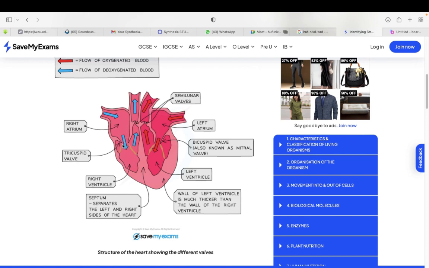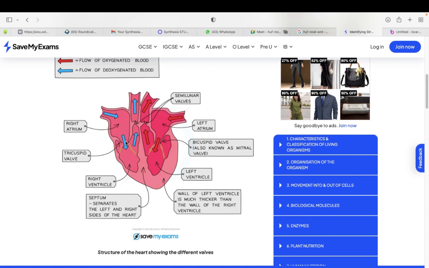Then after that, there's a valve connecting the right atrium to the right ventricle, and that valve is called the tricuspid valve. That is the difference in their names. This is bicuspid, this is tricuspid. Okay? The valve connecting the right atrium to the right ventricle is called the tricuspid valve. When it opens, the deoxygenated blood flows into the right ventricle. So when it's in the right ventricle, then the blood is pumped.